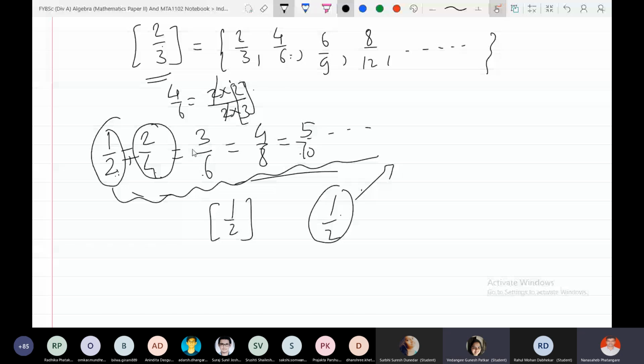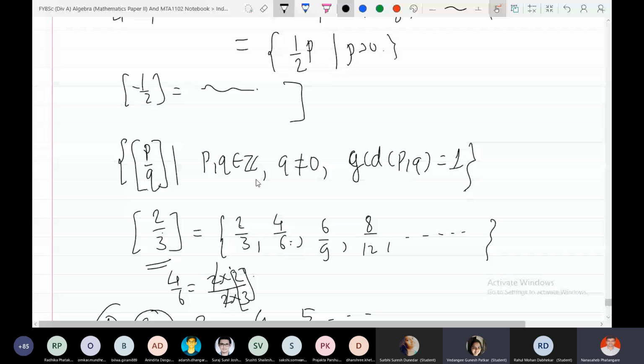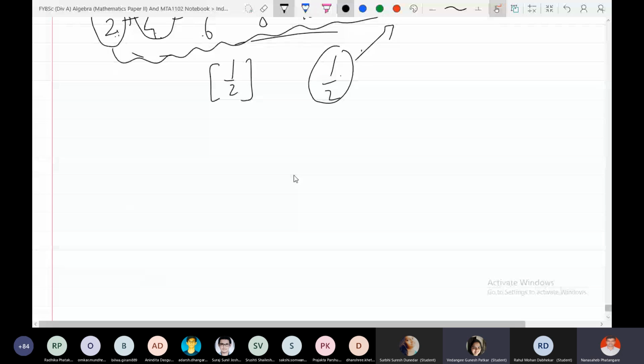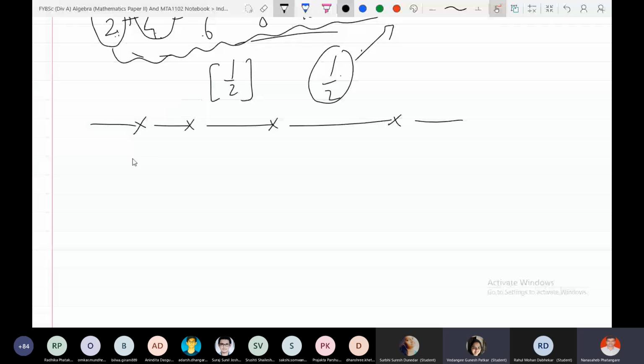Is it clear? Do you understand the idea? Am I right? Yes, sir. Okay. So this is what the set of rational numbers is. So what is a set of rational numbers?